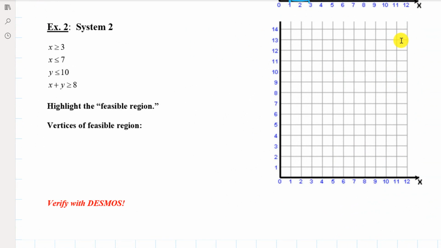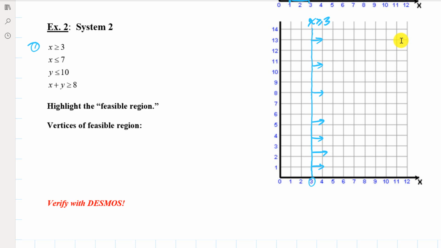What we want to do first is graph the first inequality here, x greater than or equal to 3. So you find 3 on the x-axis. All the x values that are greater than or equal to 3 lie to the right of that, so you shade to the right. What I suggest you do is draw a bunch of arrows, because the feasible region is where they all overlap. I also suggest that you write down the inequality next to your boundary line to show which is which.